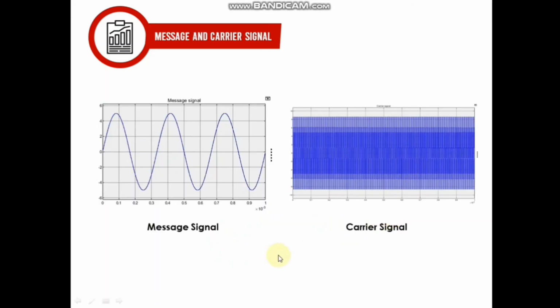Next, let's proceed with message and carrier signal. As can be observed in these two figures, the message signal peak amplitude is 5 volt, and the carrier waveform pattern is set to 300 kHz frequency. Before transmitting the signal from the transmitter to the receiver, we combine this message signal with the carrier signal, where the purpose of the carrier is to transmit the information through space as an electromagnetic wave.